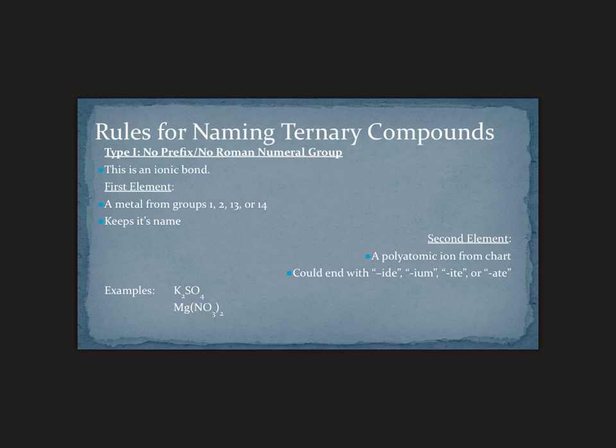So the first type is the ionic bond. It's metals from group 1 to 13 or 14. We follow the same convention. The metal keeps its name. The good thing about these is once you identify it's a polyatomic ion, the name of it will already be created. So you'll see words like ides, ites, and ates, and those you just have to write down.